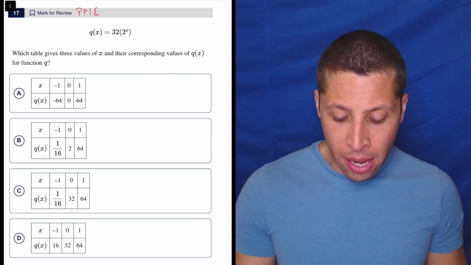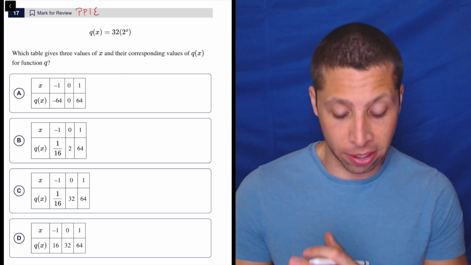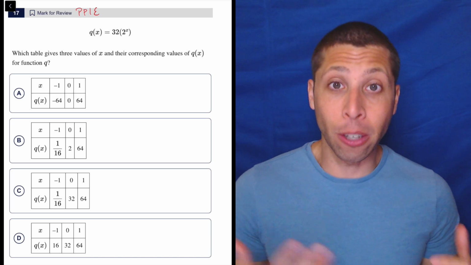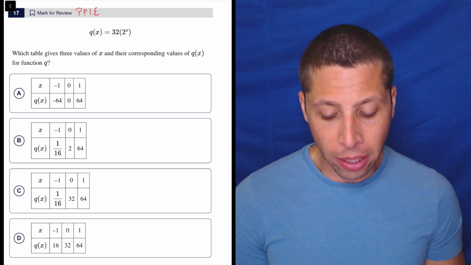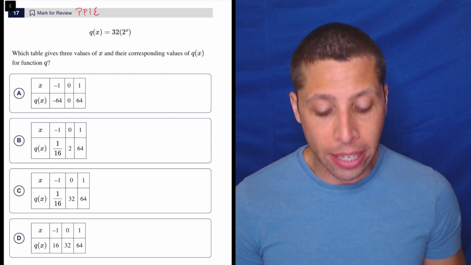So for me, I would scan all these at first and be like, okay, at least the x points are consistent, right? -1, 0, and 1. But I'm not gonna start with -1, I'm gonna start with 0, right? Because 0 is a very easy number to think about. So I would just plug in 0 and see what I get. And you have to remember what 0 does with exponents. That's a very key rule.